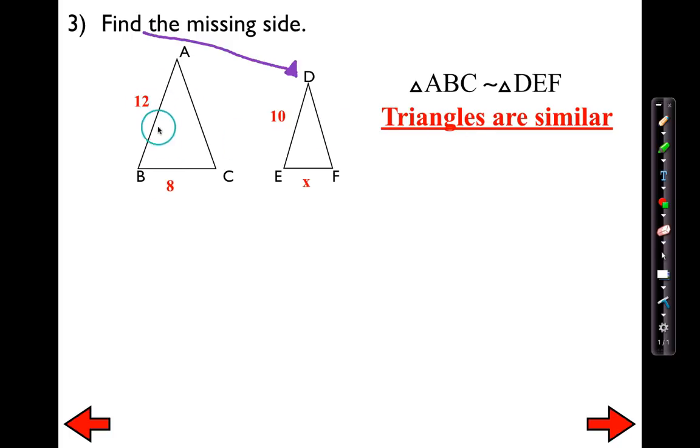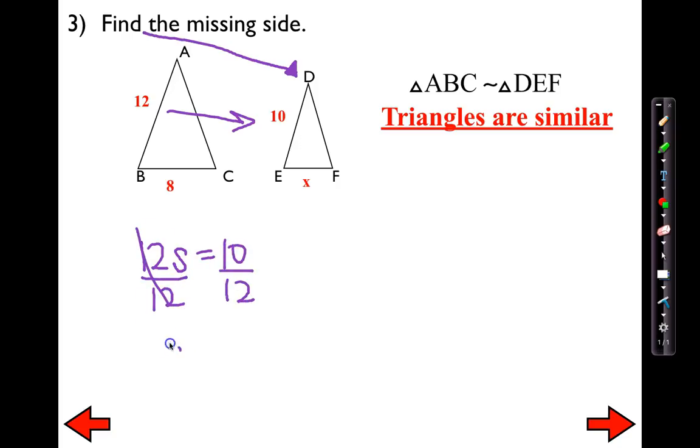So here, I'm thinking of 12 times a scale factor, let's call it S, is going to give me 10. So I'm going to go ahead and solve for this scale factor, and that's going to give me S equals 10/12. But I notice I can divide both by 2, so I'm going to go ahead and do that, which is going to give me 5/6, which means 12 times 5/6 is going to give me 10.